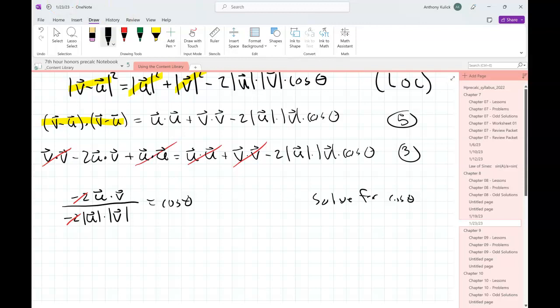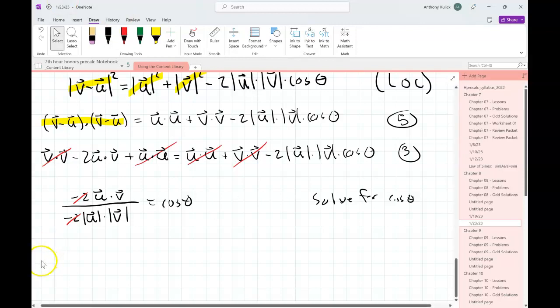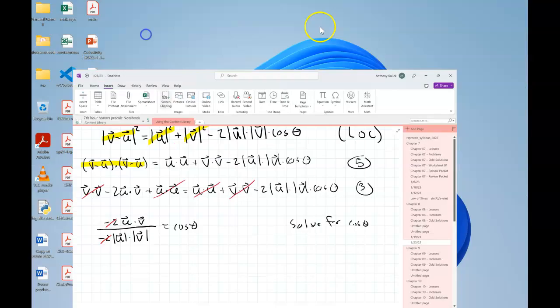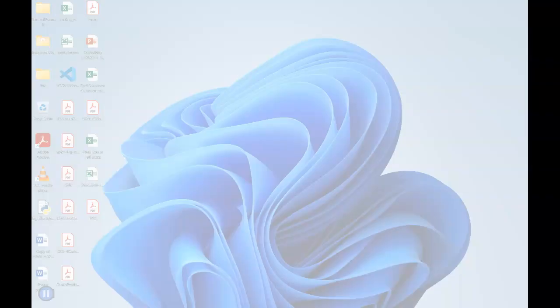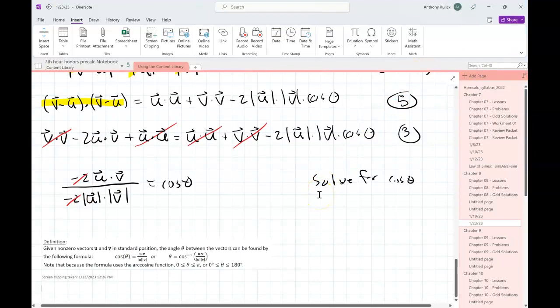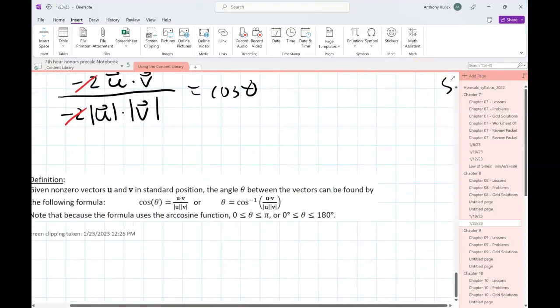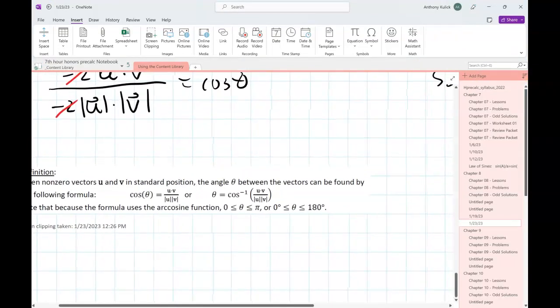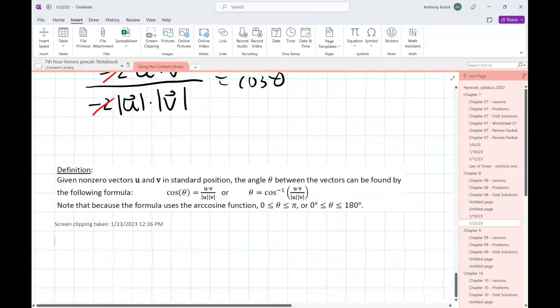Or if you wanted to, you could do the cosine inverse of both sides and write it as theta is the cosine inverse of u dot v divided by the magnitude of u times the magnitude of v.